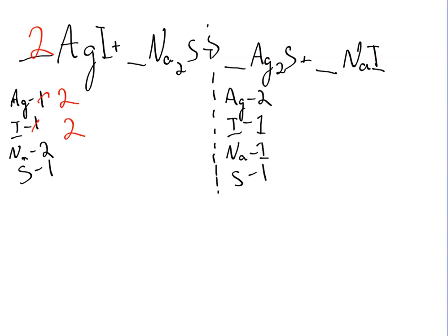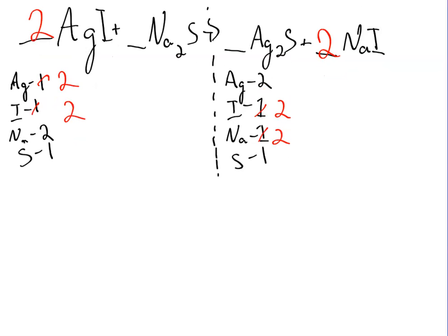So at this point, iodine and sodium are both out of balance. What I'll do then, say I want to balance iodine, I'll put a 2 as the coefficient for sodium iodide. And now I have 2 iodine and 2 sodium. If we compare now, silver is balanced, iodine is balanced, sodium is balanced, and sulfur is balanced. Let's do a couple more.